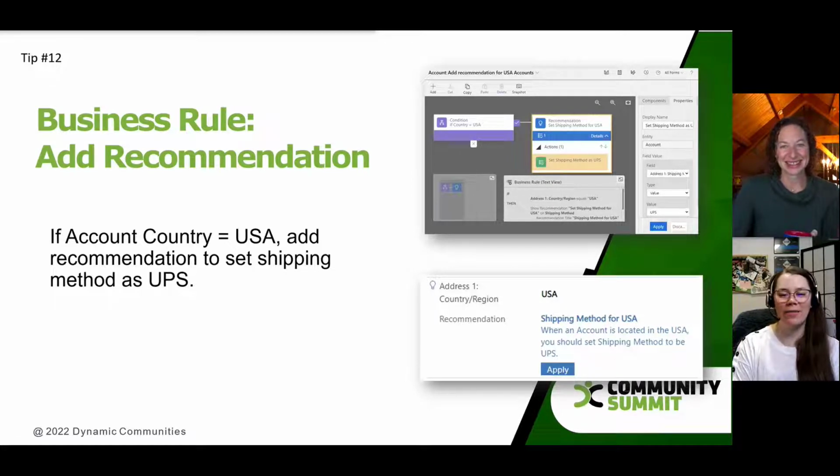And I definitely know people aren't using this, but you can add recommendations. This is really cool because I can say, when this certain condition happens, show a recommendation, and it appears like you see in the bottom of the screen there, where it says you should set the shipping method for USA, right? And when I click apply, it actually can execute an action. So like update a field or make certain changes. And I configure all of that as part of the business rule. So not only am I telling them, hey, this is something I want you to do, but I'm giving them a one click way to actually make that change.